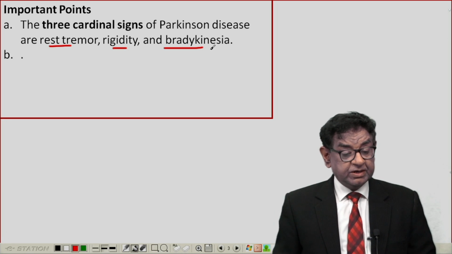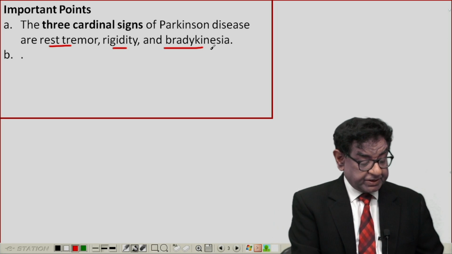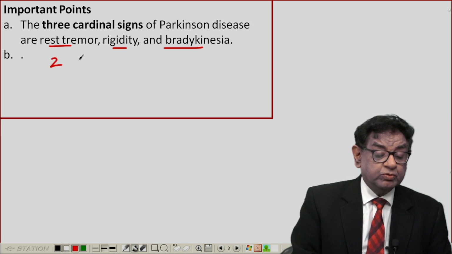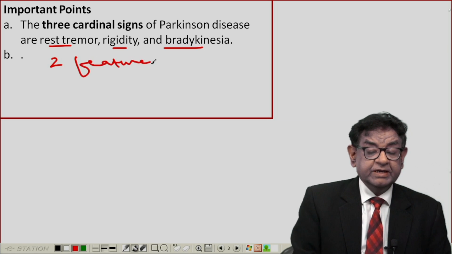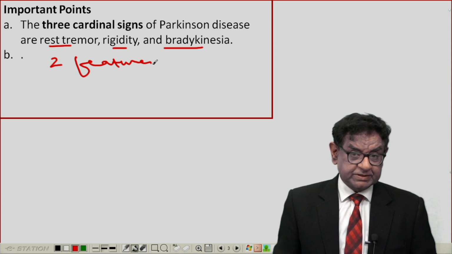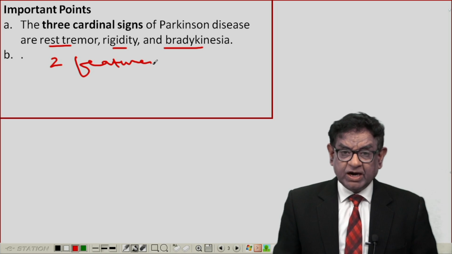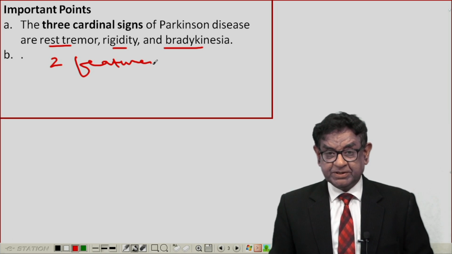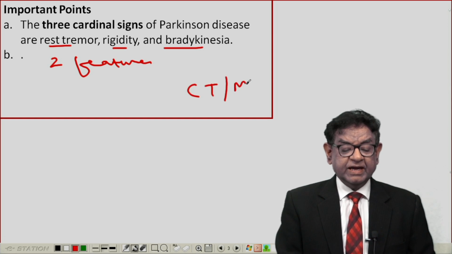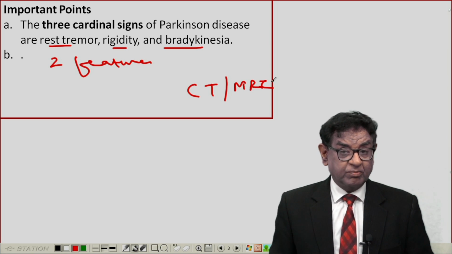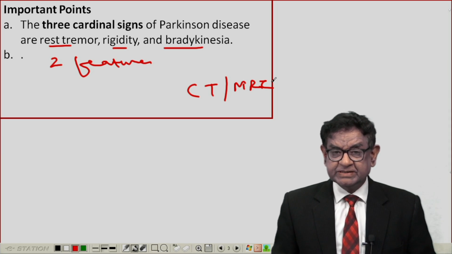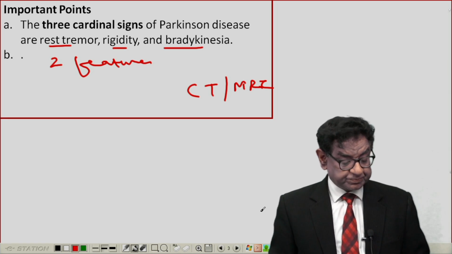Now, as I told you, it's a disease of elderly people, and we need to have at least two features in a patient to diagnose a case of Parkinson. Why is it so important to talk about this? Because by and large, the majority of cases are diagnosed by clinical examination only, because in these cases, the usual investigations, routine CT and MRI, are normal. But something new has come up. What the new thing is, I'll discuss soon. But as of now, routine CT and routine MRI are normal in this case.